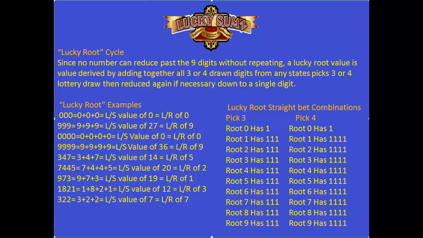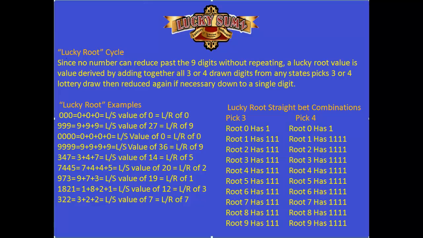The next cycle is the lucky root cycle. Since no number can reduce past the 9 digits without repeating, a lucky root value is a value derived by adding together all 3 or all 4 drawn digits from any state's pick 3 or pick 4 lottery draw, then reduced again if necessary down to a single digit.